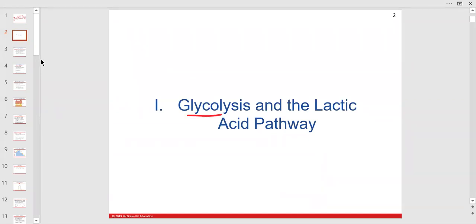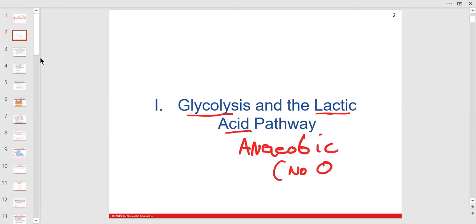So here's glycolysis, which is going to involve the lactic acid pathway, which is an ultimate breakdown of anaerobic. So this is, I've got to say this right away, anaerobic, no oxygen needed. Okay.